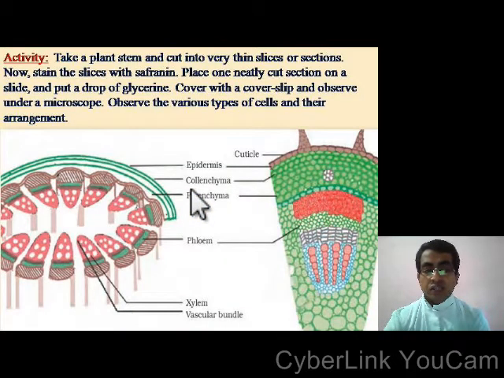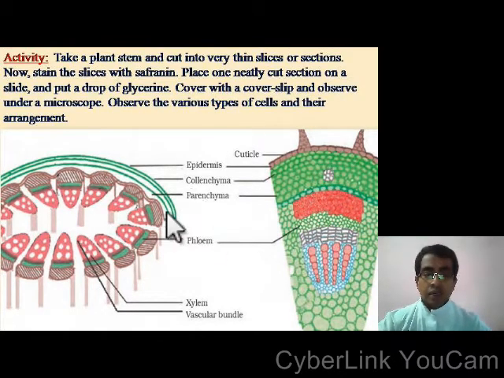Let's go for an activity. Take a plant stem and cut it into very thin slices or sections. Now stain the slices with safranin. Place one neatly cut section on a slide and put a drop of glycerin. Cover with a cover slip and observe under the microscope. Observe the various types of cells and their arrangements. You can see the epidermis, the collenchyma cells, parenchyma cells, phloem, xylem.